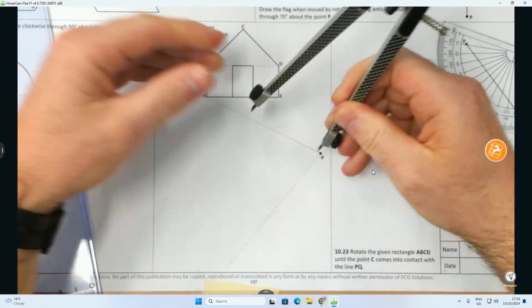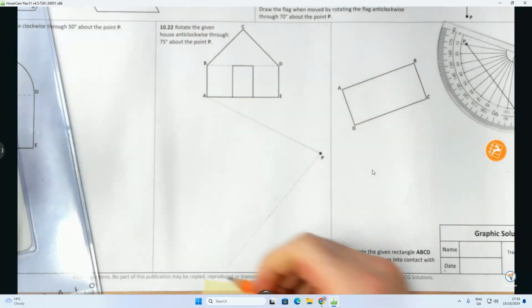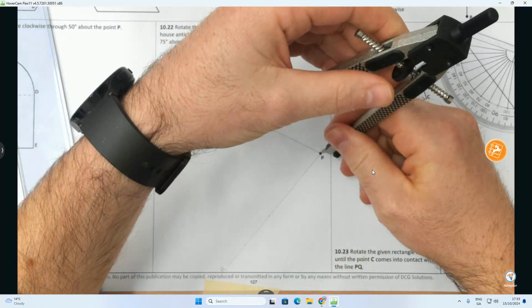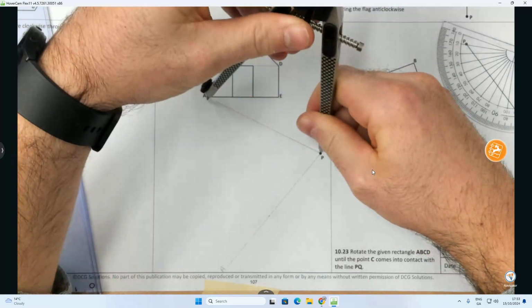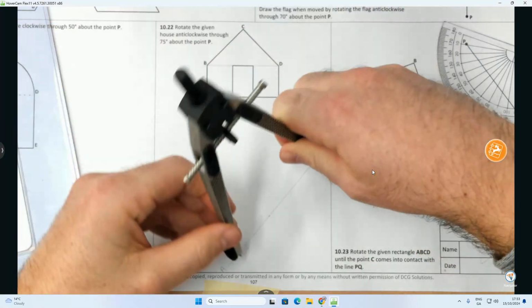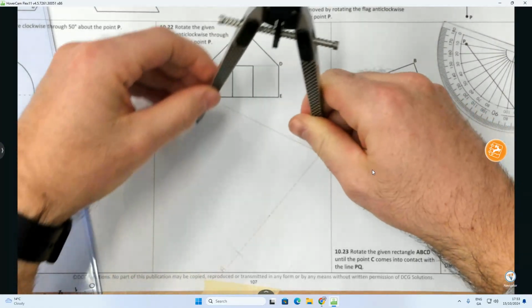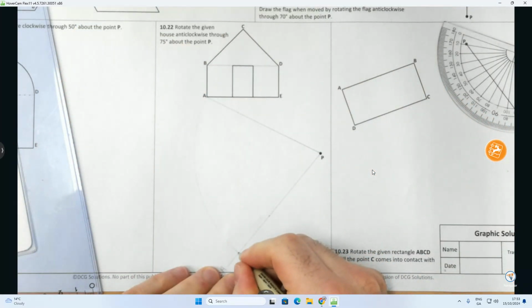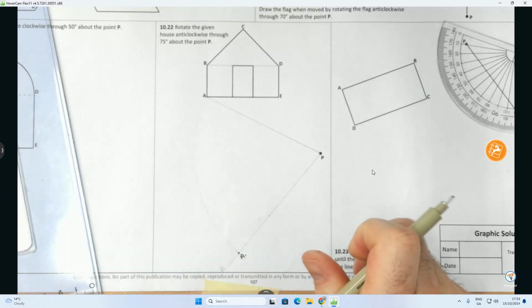Now, how do I find the exact position of A? And this is what I told you to do today. Write A there like that. Put your compass out as far as A. Swing an arc. You don't have to swing the whole arc like I've done there. Just find A. That's now going to be A1.